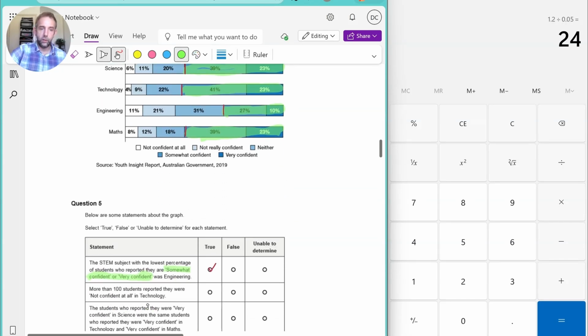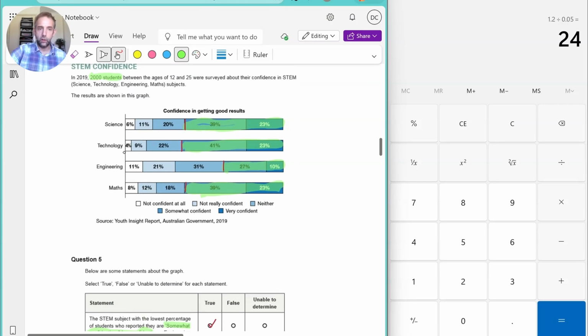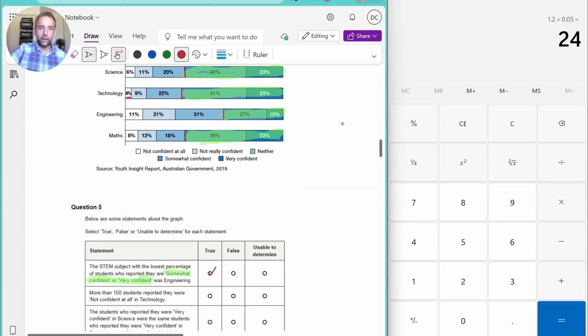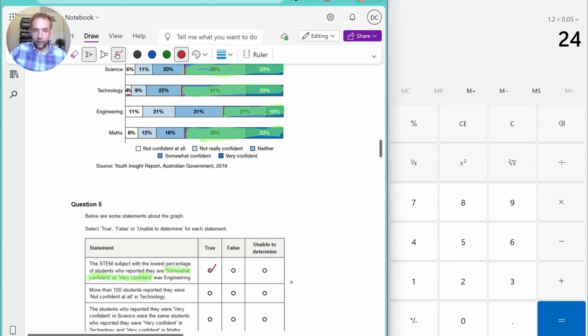So more than 100 students reported they were not confident at all in technology. Let's go to technology. And not confident at all is represented by 4%. So 4% of people are not confident at all in technology. So we want 4% of 2,000 because there were 2,000 respondents. So I'm just going to put here 4% of 2,000. You might be able to do this with some mental maths, but like I've said, we have a calculator, so let's use it. So we want 4 over 100 times 2,000 respondents, or 2,000 people surveyed. And like I said, that was a bit sneaky, but it does tell you right at the top there was 2,000 people who answered, and that's 80. 80 is less than 100, so the answer to that one is false.